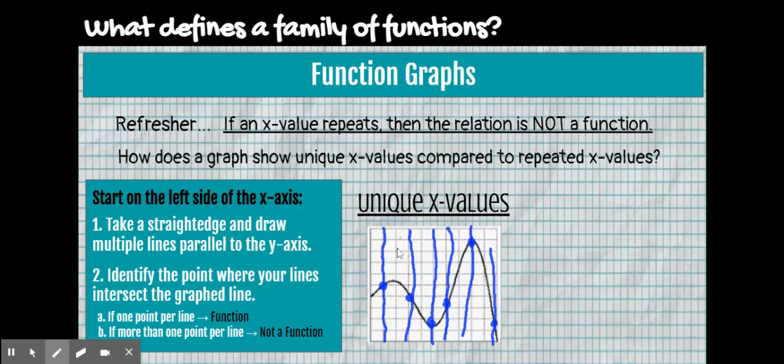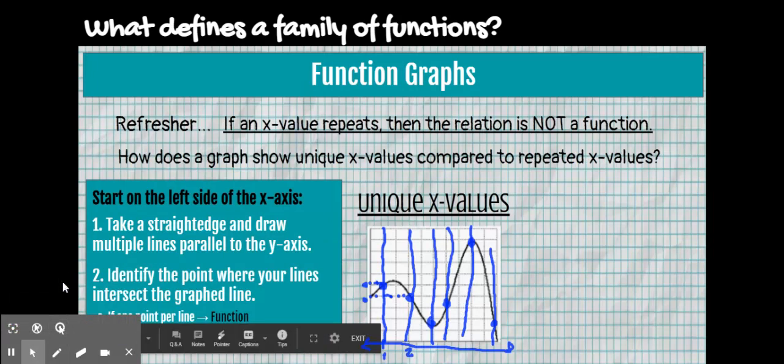I have all unique x values. There is only one output for every input. So if this was the x-axis, this, let's say, is 1, then 1 has a specific output right here. This one is 2. 2 has a specific output, which is right here. Remember when we draw our ordered pairs. So all of these are unique.